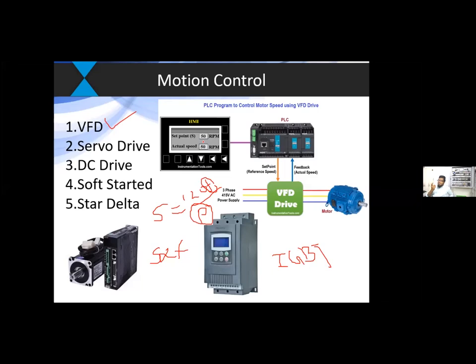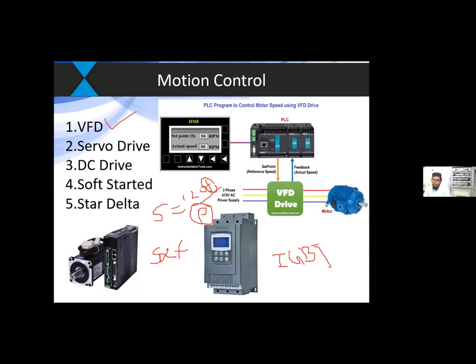But these devices like BJT, MOSFET, and IGBT can make the switching this way. Normally an IGBT can make 400 hertz frequency. That means in 1 second, they can switch 400 times. So this way, the DC current is converted to AC current, and this frequency is controlled by the VFD CPU. VFD has a CPU.